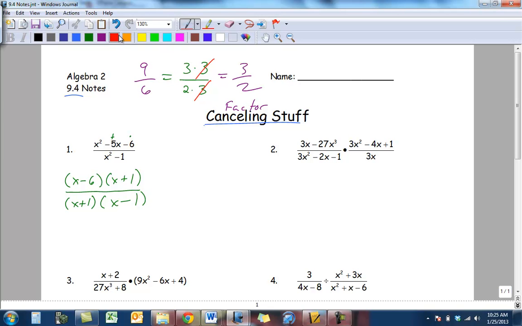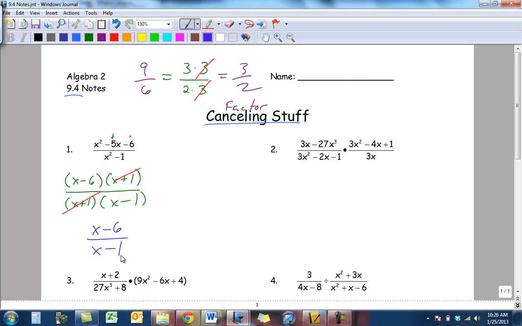Factor the top, factor the bottom. And then once you're done factoring, you see if anything can cancel. There's an x plus 1 up top, there's an x plus 1 downstairs. The x plus 1s can cancel. So our final answer here is x minus 6 over x minus 1.